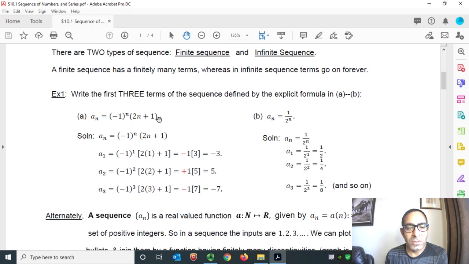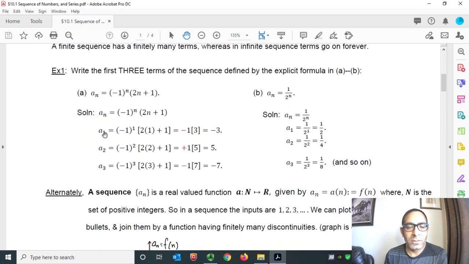So begin the solution. Put n equals 1, n equals 2, n equals 3. That gives us a1, a2, a3. These are the first three terms of the sequence defined by the formula given in part A. So put n equals 1, then a1 equals (-1) to the power 1 times 2 times 1 plus 1. Simplify, this gives us -3.